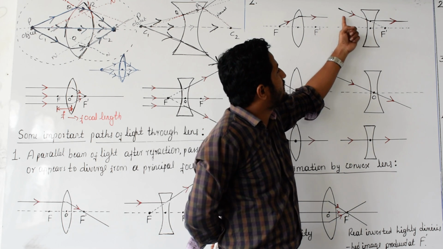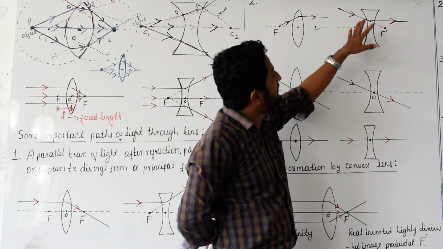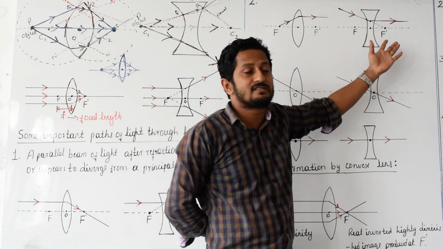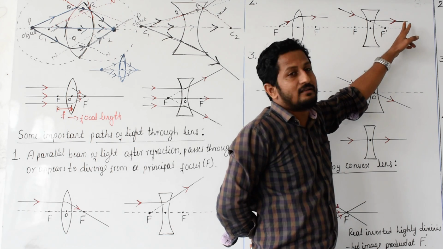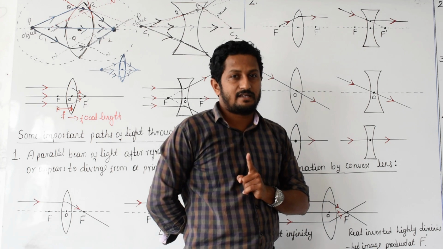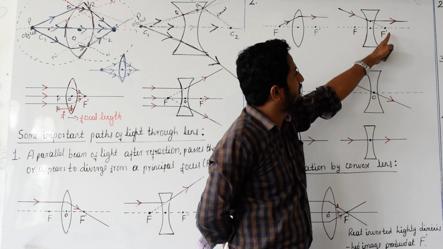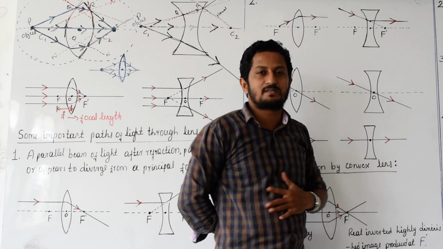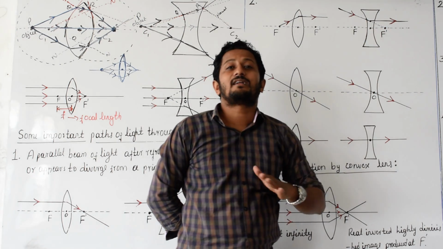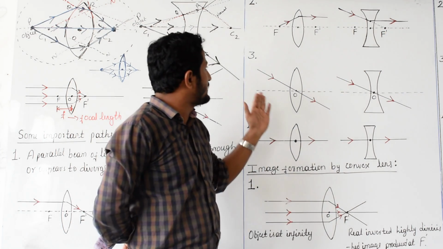A light which appears to meet at the principal focus, after refraction from a biconcave lens, moves parallel with respect to the principal axis. Have you understood? If light comes like this, and if we extend it further it looks like it is going to meet at the principal focus, then that light ray is going to refract parallel with respect to the principal axis. So now look at this third one.